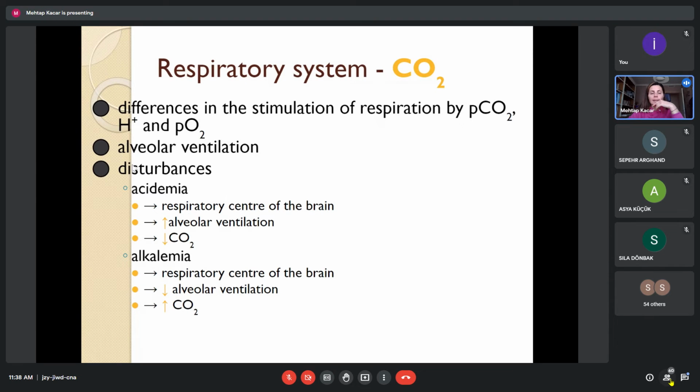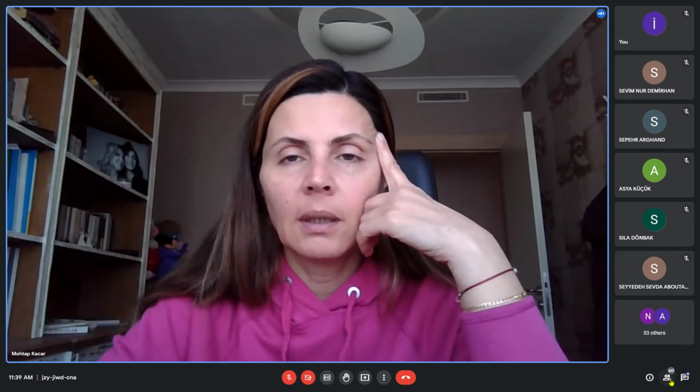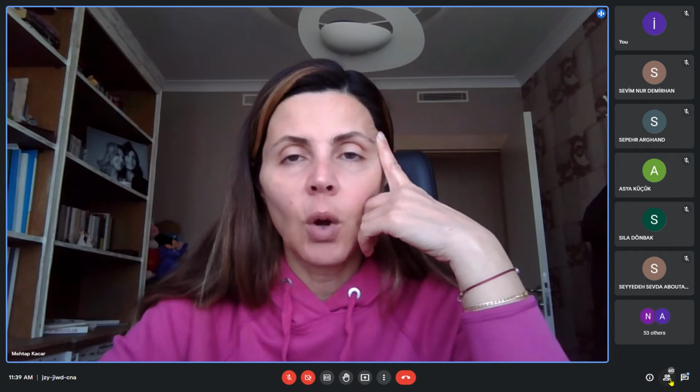We can see here some disturbance in the respiratory system. In acidemia or in alkalemia, of course, respiratory rate changes because the respiratory center of the brain takes stimulation via hydrogen ions, and it leads to changing in respiratory rate and carbon dioxide excretion. It's enough for you because it's a little bit detailed topic actually.